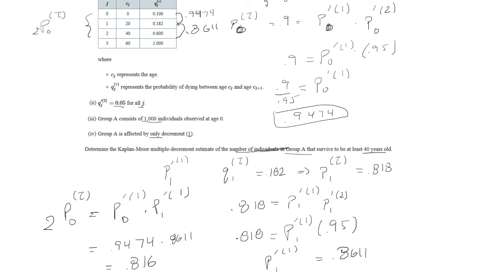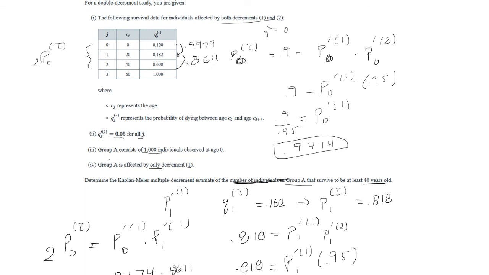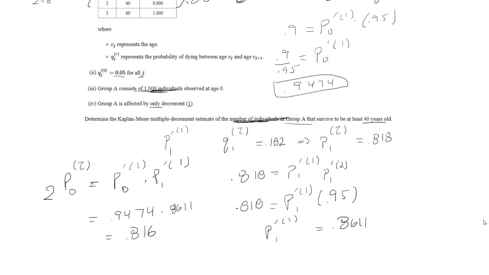But we want to see the number of individuals. We start off with 1,000 at time 0, right? So over here, 1,000 individuals observed at age 0. So the probability of surviving 2 years is 0.816. So we expect 1,000 times 0.816 people at the end of the 2 years. So that's 816.